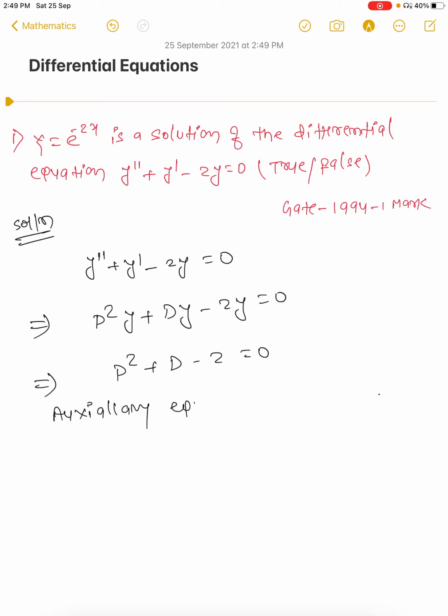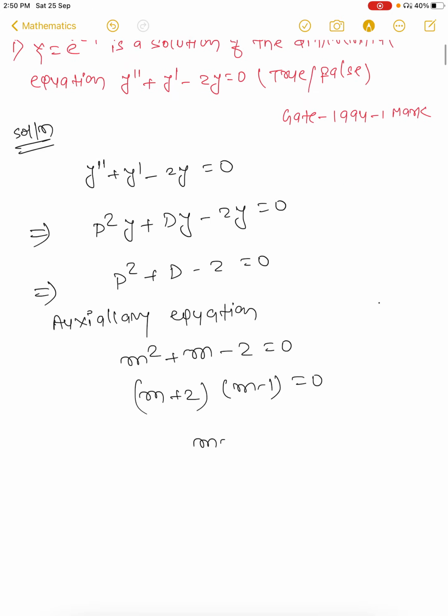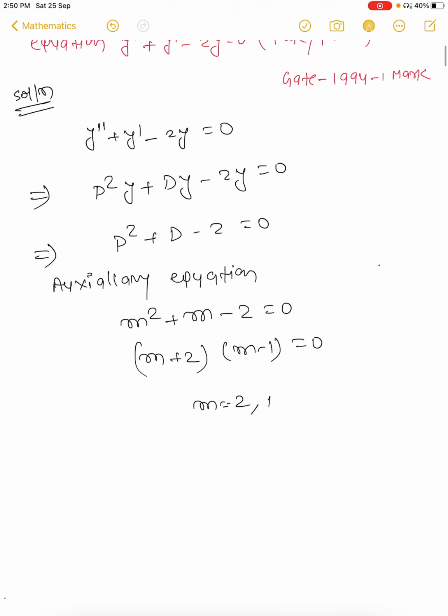The auxiliary equation will be m square plus m minus 2 is equal to 0, and after solving we get m plus 2 or m minus 1 is equal to 0, so m is equal to minus 2 and 1. So the complementary function will be C1 e to minus 2x plus C2 e to power x.